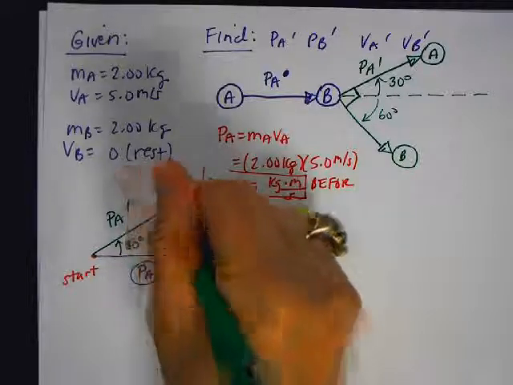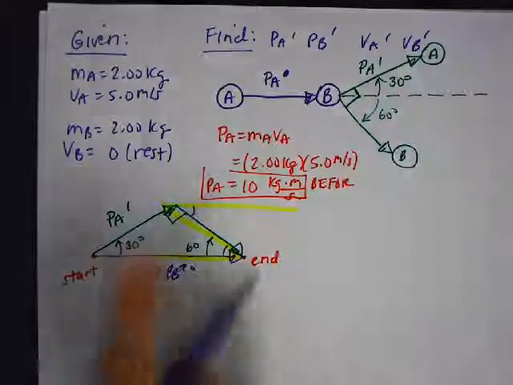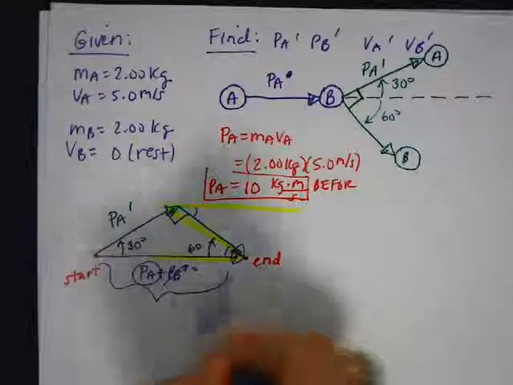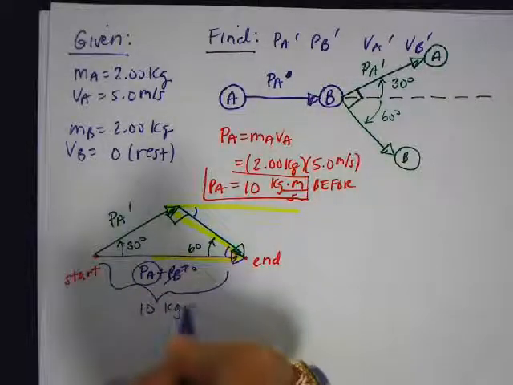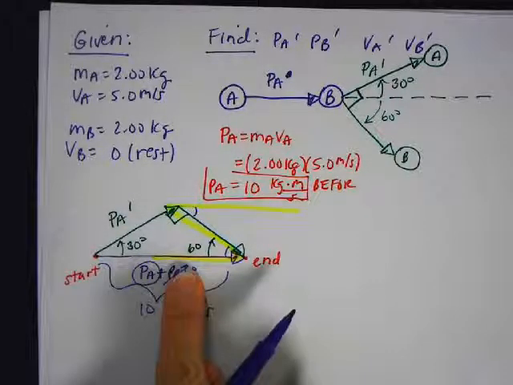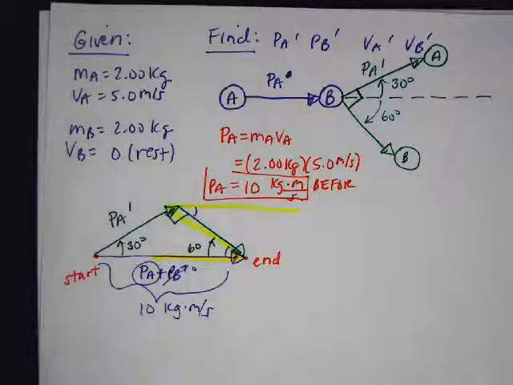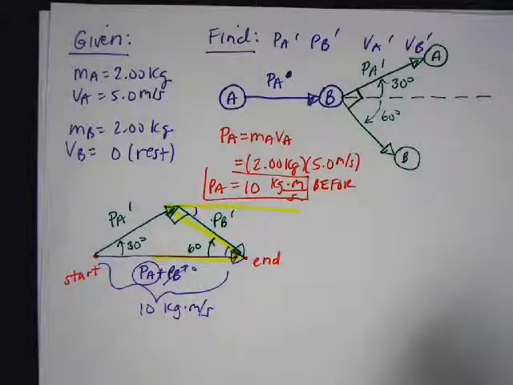Now, do I know what this is? Yes, I know that the magnitude of this hypotenuse, I already found out, was 10 kilogram meters per second. So I have a right triangle, I know the hypotenuse, and I need to find the other two sides. This is PB prime. Can I do this? Absolutely. I learned this when I did geometry. So where should I start? It doesn't matter.